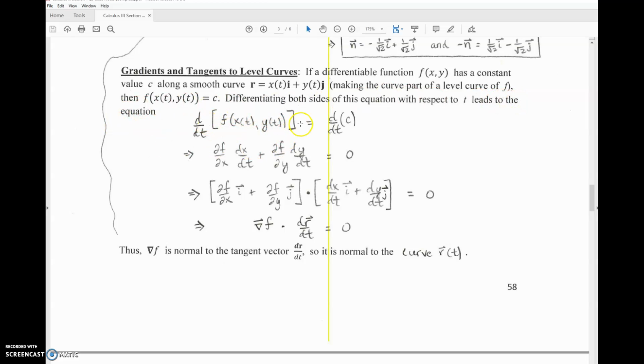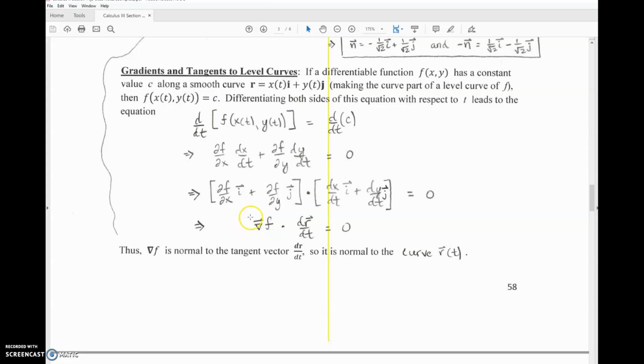If you differentiate this side, you've got to use the chain rule. Partial of f with respect to x, dx dt, plus partial of f with respect to y, dy dt. The derivative of a constant is 0. So what is that? That's the gradient vector dotted with dr dt. This is the derivative of r with respect to t.